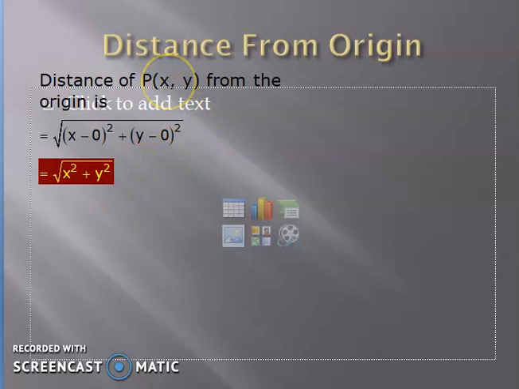Suppose the point given to you is minus 3, 4, or in the question it is asked to find the distance of the point minus 3, 4 from the origin. So it is directly under root of minus 3 square plus 4 square. So minus 3 square becomes 9 and 4 square becomes 16. So 9 plus 16 becomes 25, and the square root of 25 is 5 units.